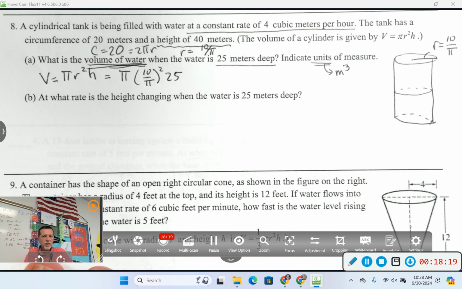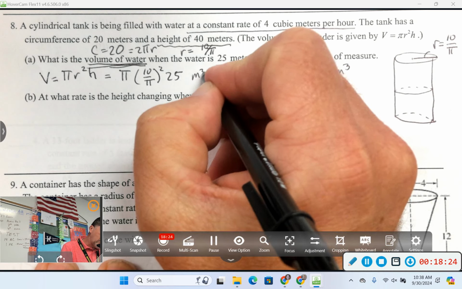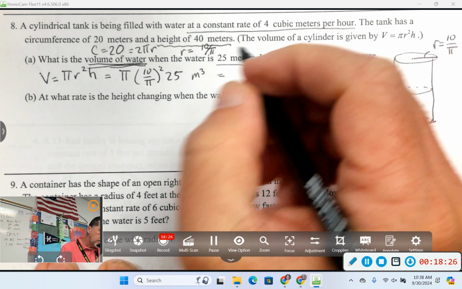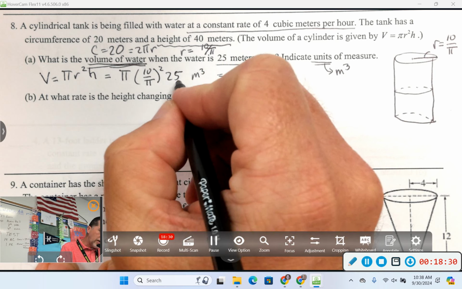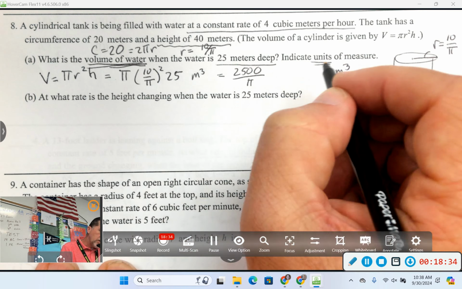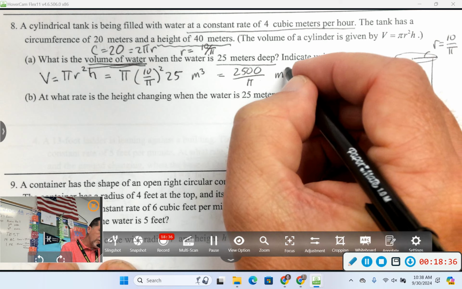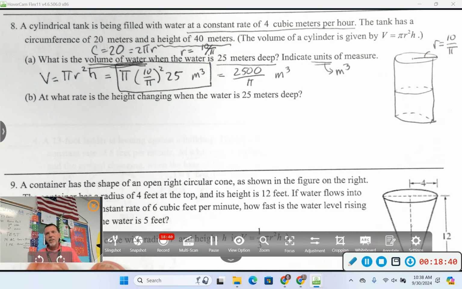I don't want to go further and mess that up. I want to say that's my answer. If you did want to go further, 10 squared is 100, times 25 is 2500. One of the pi's would reduce, and you'd have 2500 over pi. But why would you be doing all that? Like, say stop that thing.